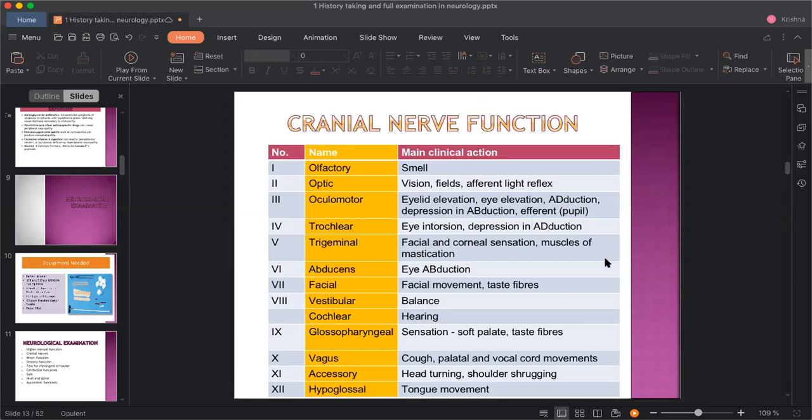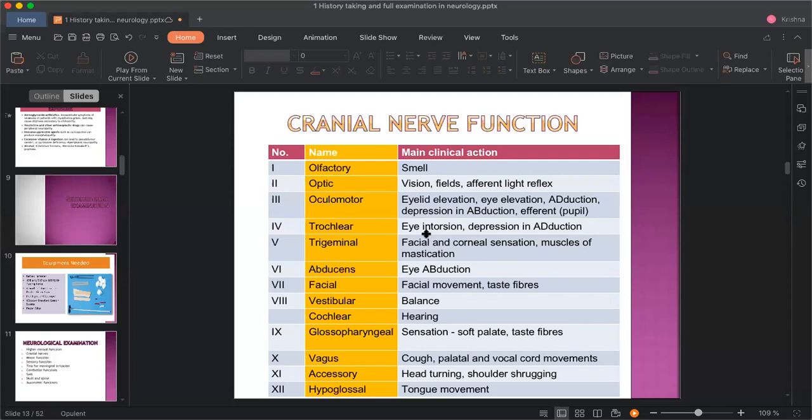Now, if you do not know neuroanatomy, it is very difficult for you to understand these things. So my sincere advice for you, if these things are difficult, is to open your neuroanatomy book and go through them. Try to know the pathway of the cranial nerves, where they originate, how they come out of the brain, which muscles they supply, and what their functions are. Only then will you know how to examine them.